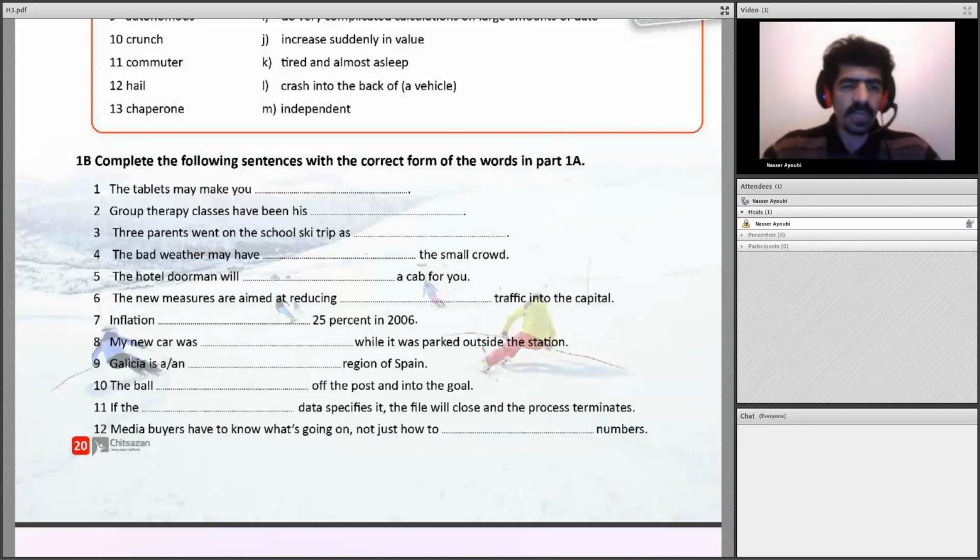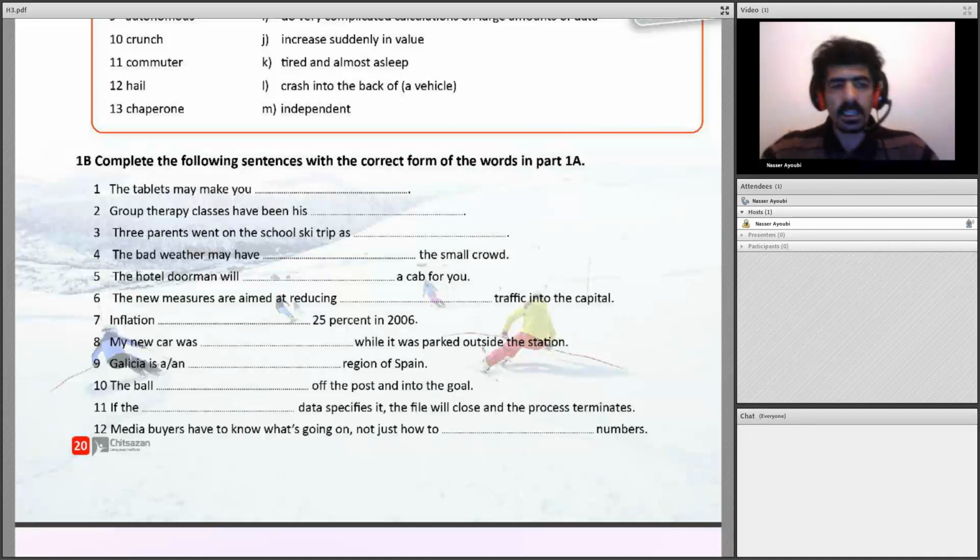Number 7, inflation. Inflation surged 25% in 2006. Inflation increased 25% in 2006. Number 8. My new car was rear-ended while it was parked outside the station. Number 9. Galicia is an autonomous region of Spain.